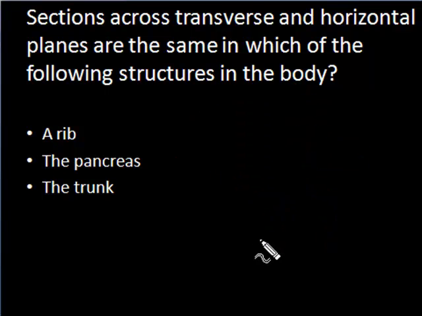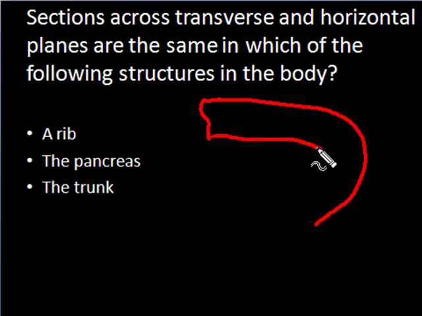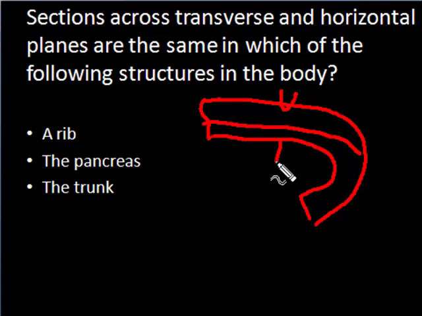A horizontal section in the case of the same rib, remember a horizontal section always goes from front to back, so you take this going across the rib this way, and it will divide it into an upper and a lower portion. So you can see in a rib, a transverse and a horizontal section are not the same.